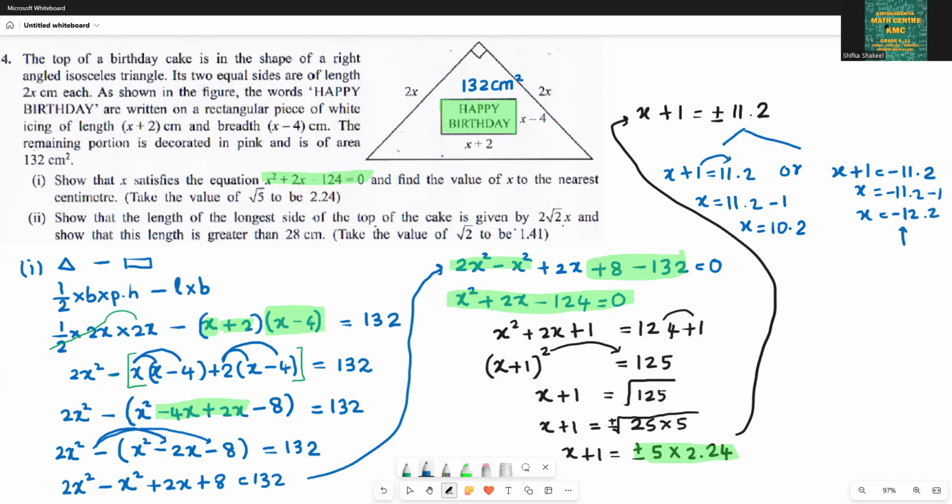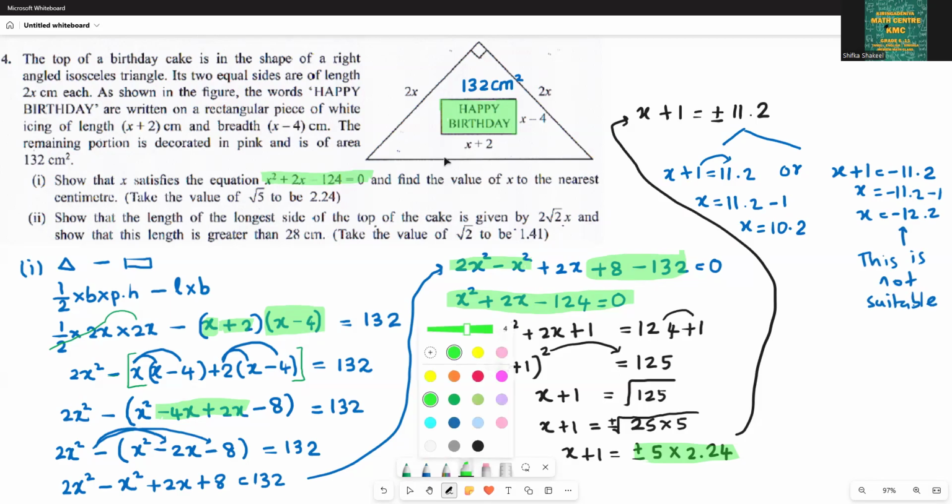This is not suitable, because x cannot take a negative value. Length, breadth, or height of a side cannot be negative, so that is not suitable. So the suitable value for x is 10.2. That is the suitable value.